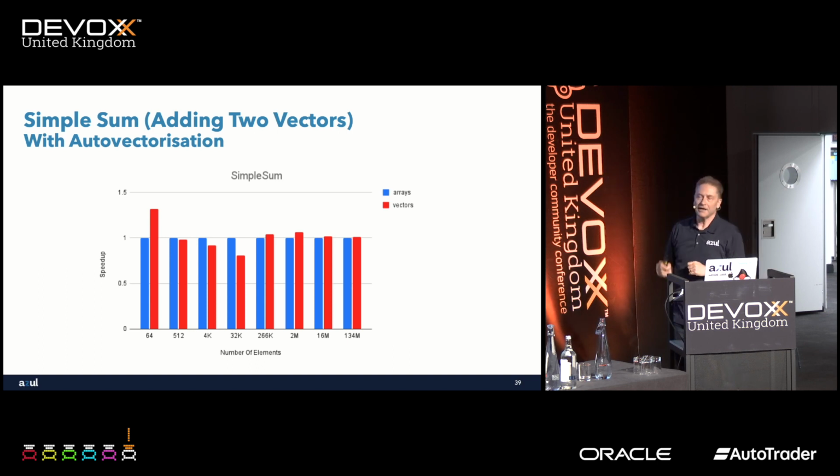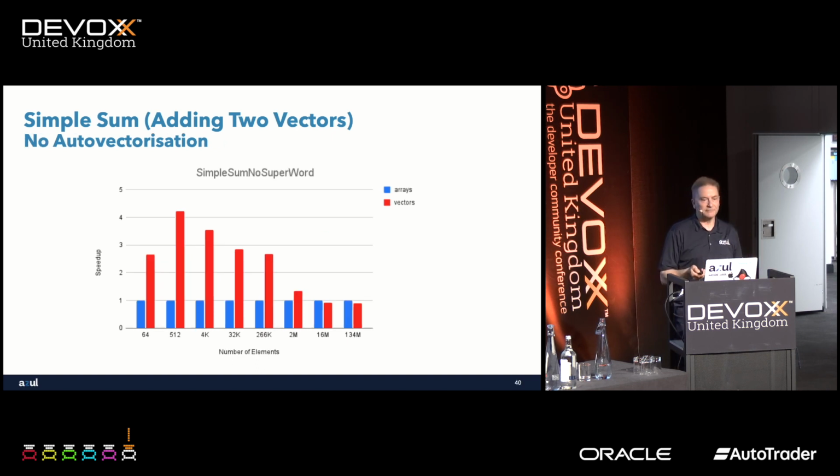With the 32K elements, the reason we got worse results when we did the code explicitly was that the JIT compiler in that case was doing more loop unrolling. It just happened that on 32K elements, it did more loop unrolling than we would typically get with our own vector code. So it's just interesting to see that.